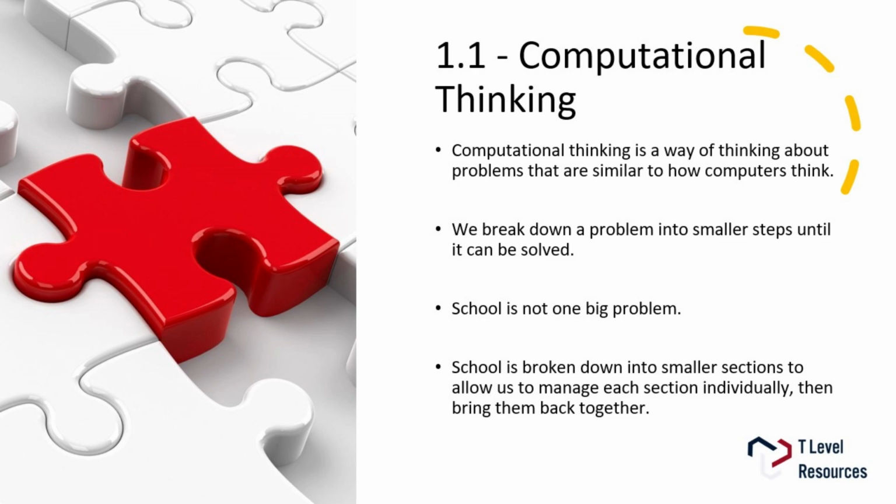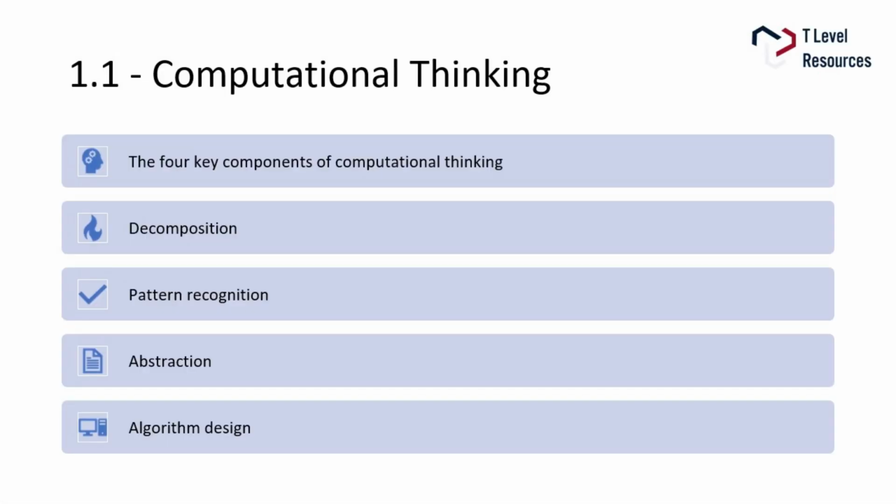School is not one big problem. School is broken down into smaller sections to allow us to manage each section individually and then bring them back together. The four key components of computational thinking: decomposition, pattern recognition, abstraction, and algorithm design.